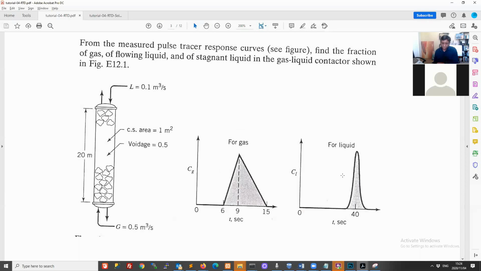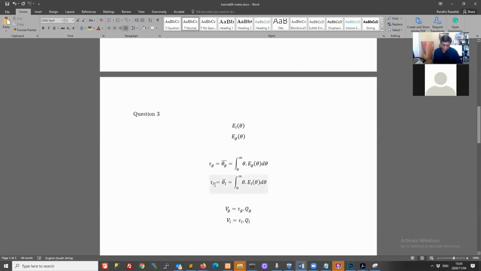Now, of course, we should note here that this is the flowing liquid. We know there are two liquids, a stagnant liquid and a flowing liquid. And for us to even measure a tracer out of that liquid, that must be coming through the flowing liquid part. So we should be a bit more specific here and say the flowing liquid: theta average flowing liquid from E of the flowing liquid. So this is the flowing liquid. And so now we have the volume of the flowing liquid. Of course, Q is flowing, yeah. Okay, so we have those volumes.